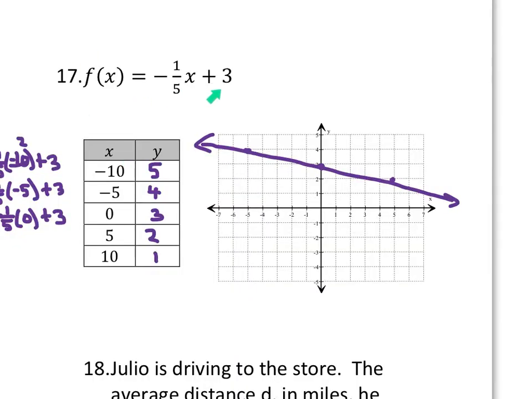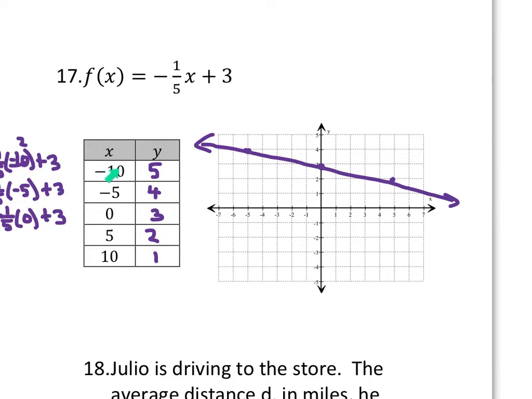Number 17 is already in slope-intercept form, so we can start with our y-intercept at 3. And then our slope tells us to go down 1 and right 5. So down 1, right 5. Down 1, right 5. Or up 1, left 5. And there's our line. We could also do a table. You want to make sure that you choose numbers here that are actually divisible by 5. So every number here can be divided by 5.